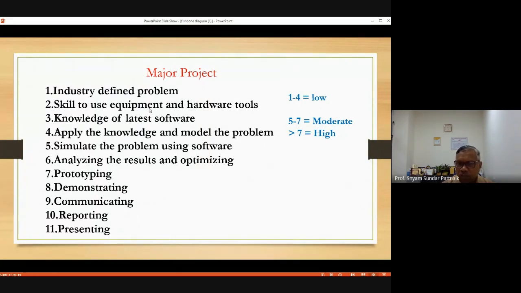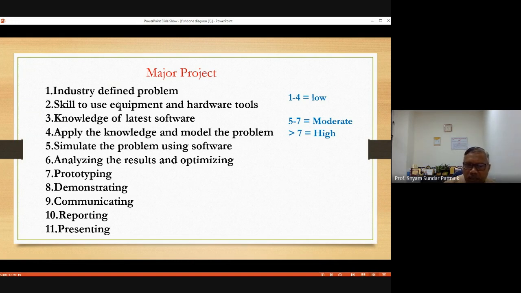Since the project involves application of software or maybe development of software, they should have the latest knowledge in that. So definitely we'll look forward to the knowledge in this particular thing. Then not only having the knowledge, they should be capable of applying this knowledge and modeling the problem. So it is basically part of the design. When you are modeling the problem, it is basically part of the design.